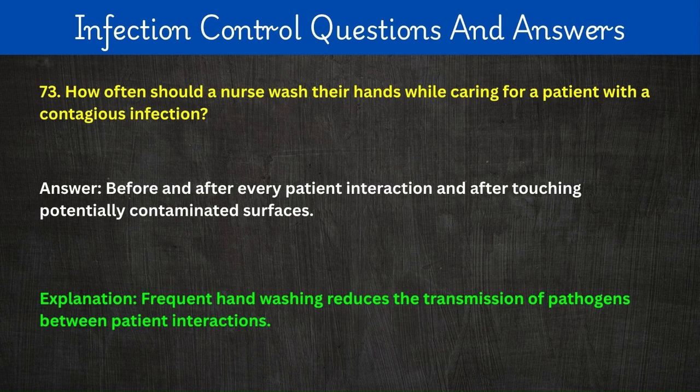73. How often should a nurse wash their hands while caring for a patient with a contagious infection? Answer: before and after every patient interaction and after touching potentially contaminated surfaces. Explanation: frequent hand washing reduces the transmission of pathogens between patient interactions.